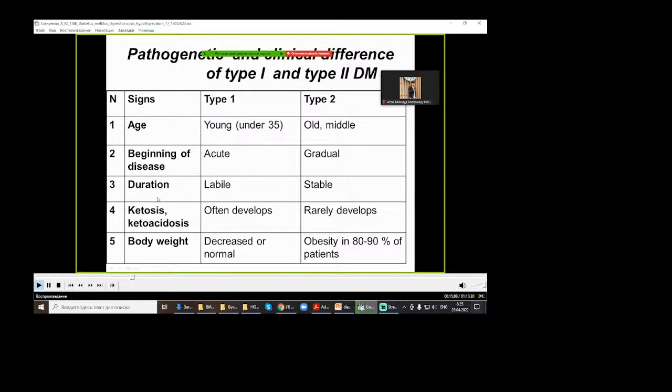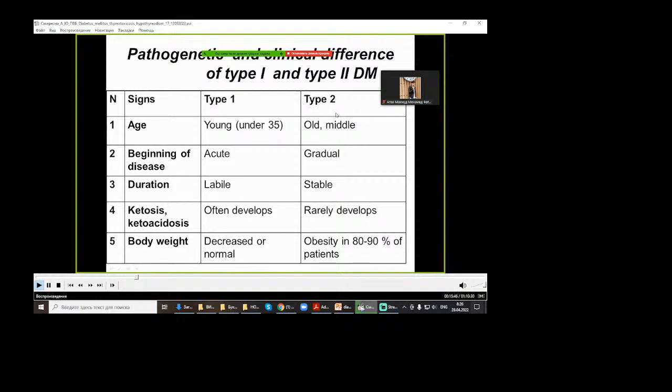So this table lets us compare type 1 and type 2 of diabetes mellitus. So type 1, the age of onset is young age, under 35 years. Beginning of the disease is acute. Duration is labile. Ketosis and ketoacidosis often develop. Body weight decreased or normal.